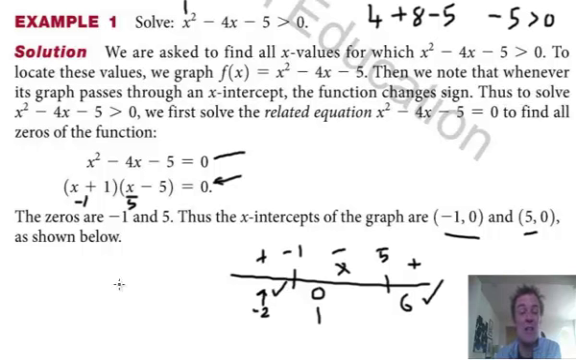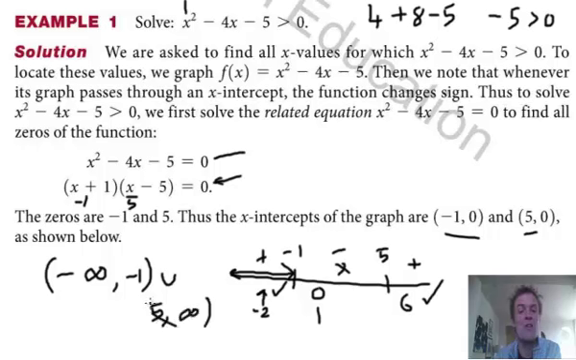So my final answer is going to be this. Negative infinity to negative 1. In other words, this part, because that was greater than 0. And then also, 5 to infinity. So again, I just tested these sections in between and either side of the x-intercepts to see if it was true or false. Is it greater than 0? Is it positive or negative?